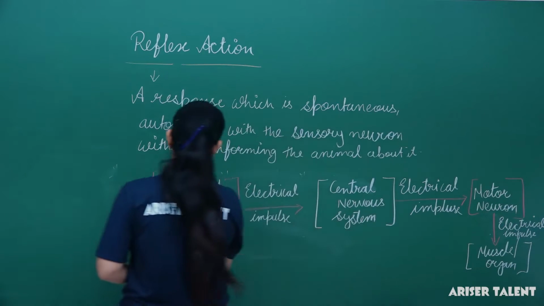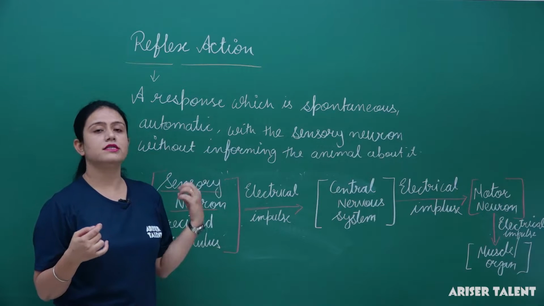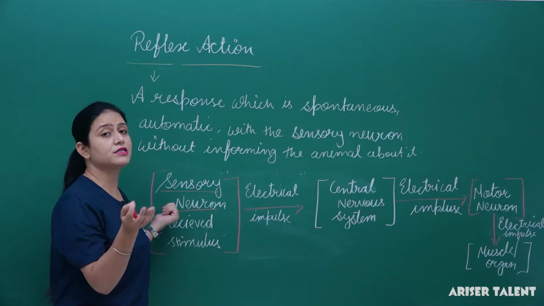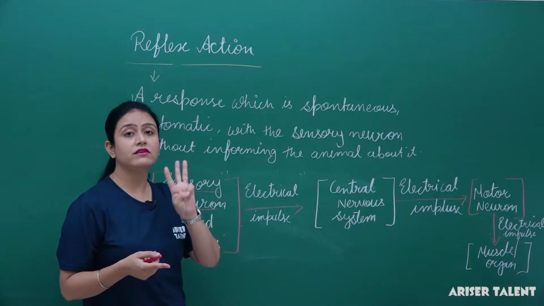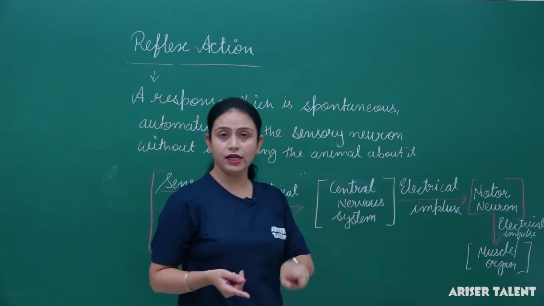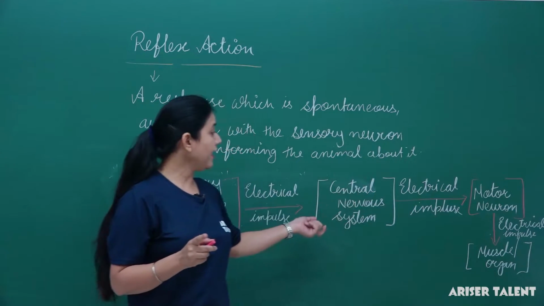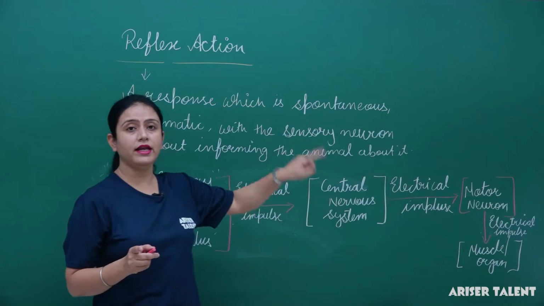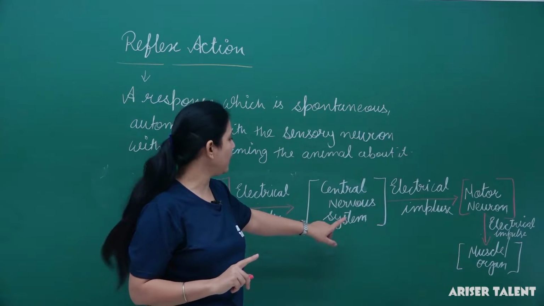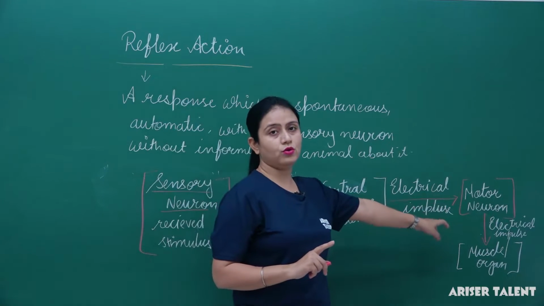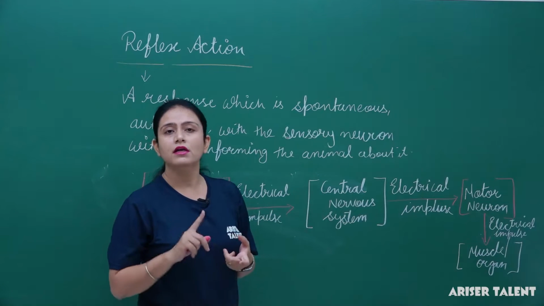Now the important thing here is that sensory neurons are present in the sense organs: in our skin, in our hands, in our ears, everywhere on our body surface. Whenever they receive any stimulus, as I told you in my previous lecture, there are three types of neurons: sensory neuron, motor neuron and relay neuron. The sensory neuron is the receptor because it receives the stimulus. The motor neuron takes the message from the central nervous system and gives it to the muscle or organ, which then takes an action. That action is known as reflex action.